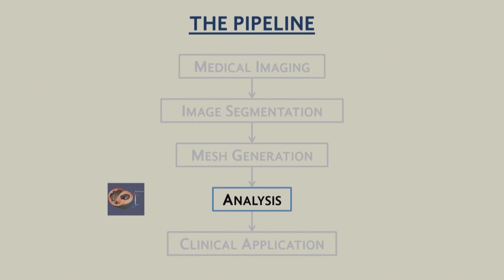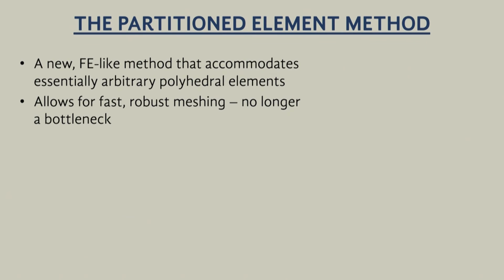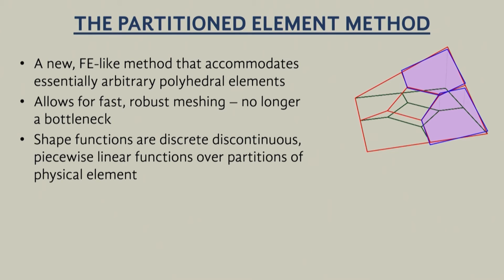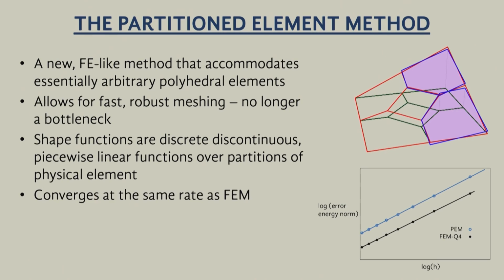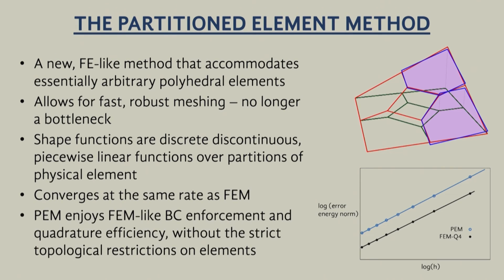So great, we have arbitrary polyhedral elements that can be produced from meshing very quickly. We need to be able to handle that because conventional finite elements cannot handle that. So we have a method that allows for dealing with arbitrary polyhedral elements, which allows for fast, robust meshing, which makes it no longer a bottleneck. Essentially, we approximate the shape functions that come from finite elements. I'm going to have to breeze through this. It converges at the same rate for some benchmark problems.